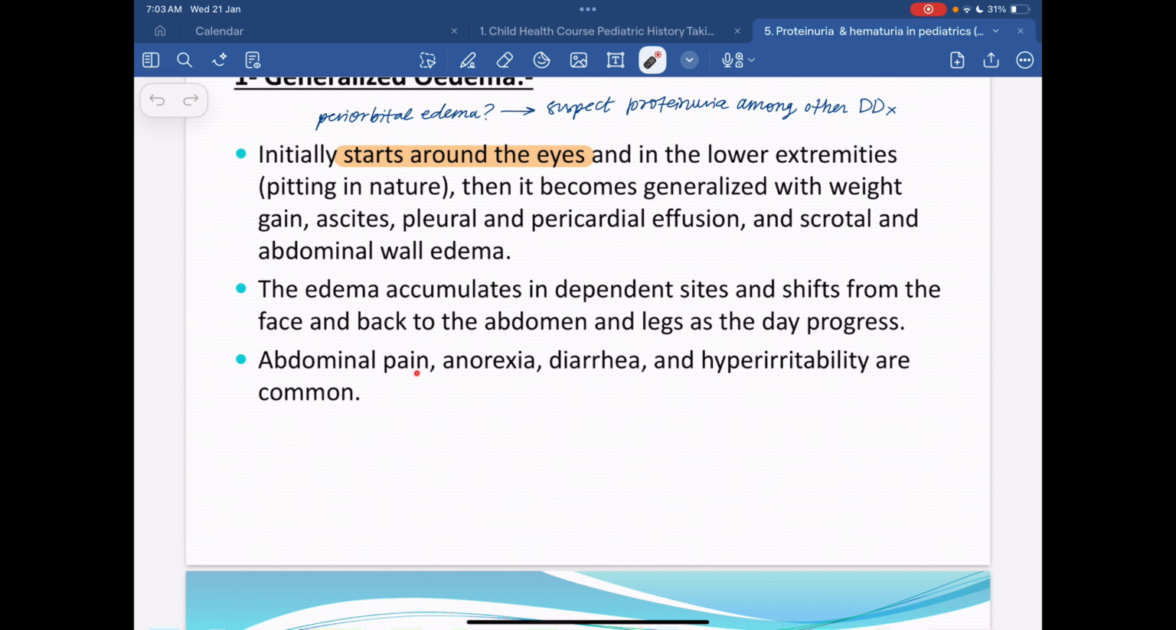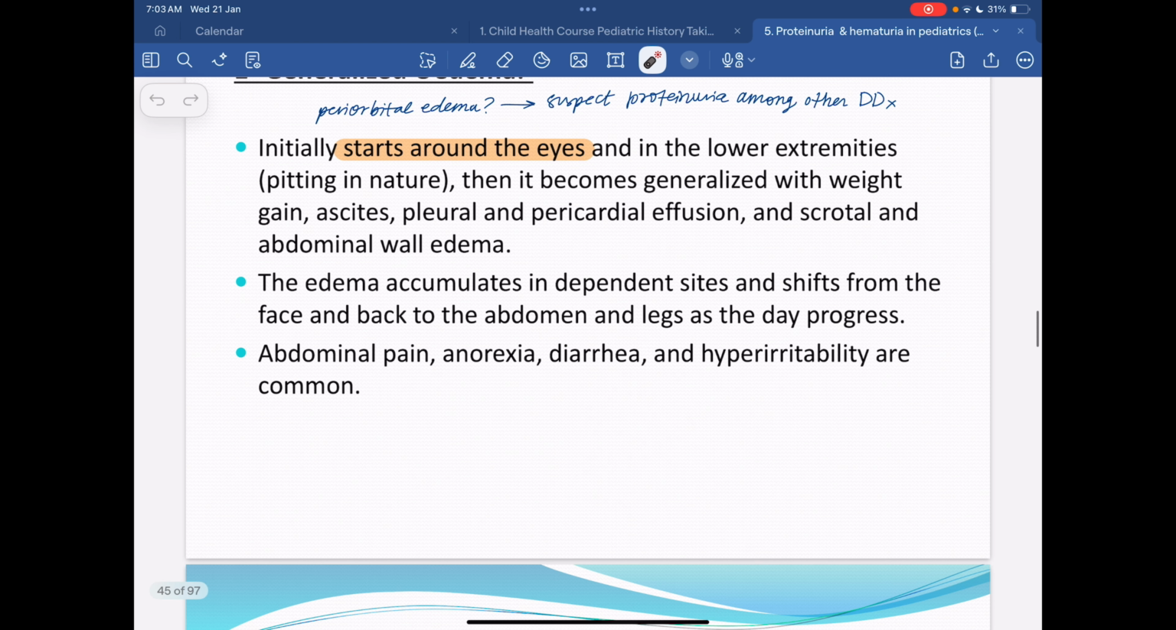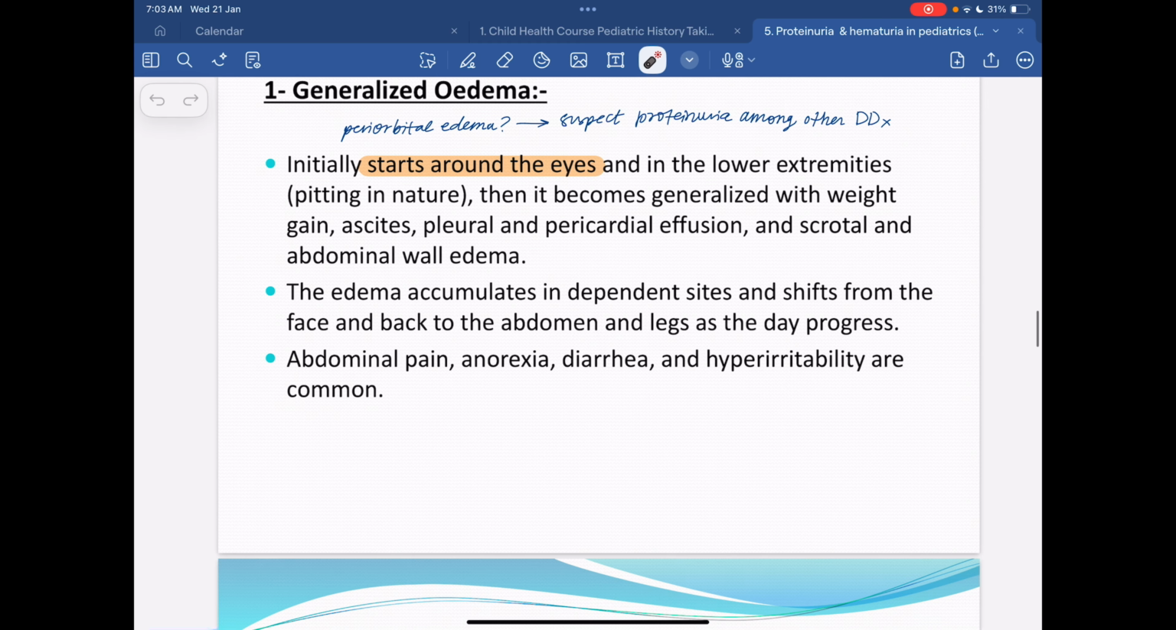And abdominal pain, anorexia, diarrhea, hyperirritability are also common. إنه في disruption of the fluids عندنا، فممكن يصير يملأ حول السtomach causing anorexia. ممكن يصير حول البowel causing diarrhea. ما في وقت للكايم نفسه يقعد في الintestines والhyperirritability.